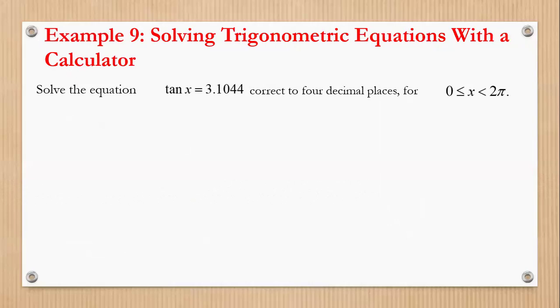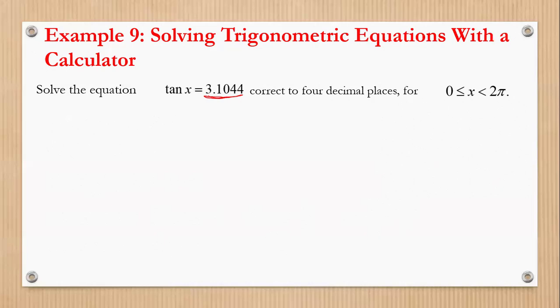Next equation, we want to solve this equation, and it says correct to 4 decimal places for all the answers from 0 to 2 pi. So the equation says the tangent of x must be equal to 3.1044. Whenever we want to solve any equation, we need to find an angle for which the tangent, or the trig function, of that angle is equal to this number. So this equation tells me I'm looking for an angle whose tangent must be 3.1044.